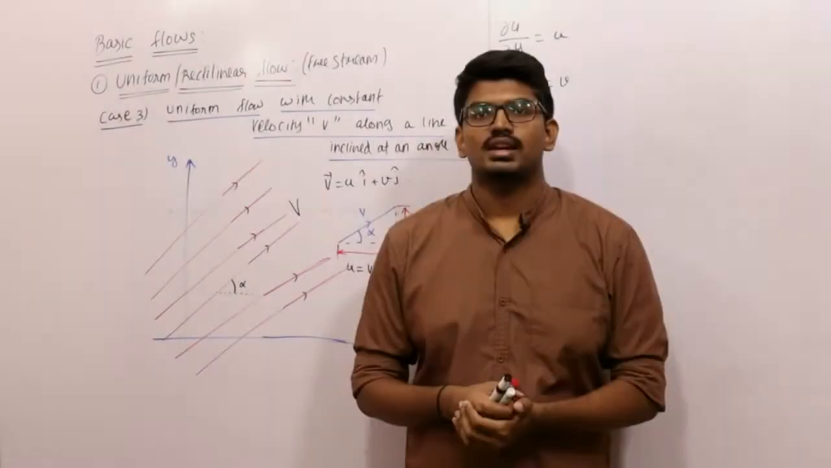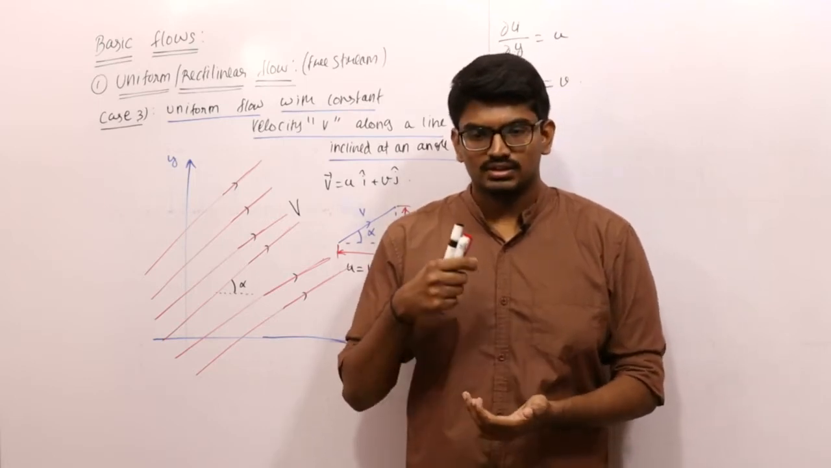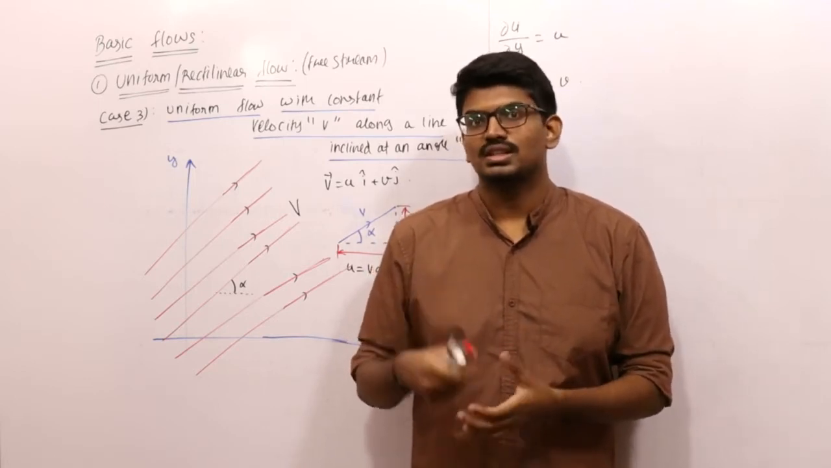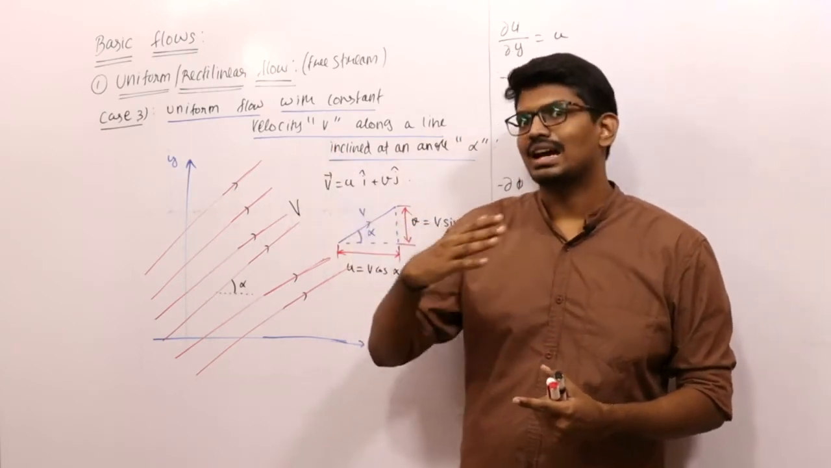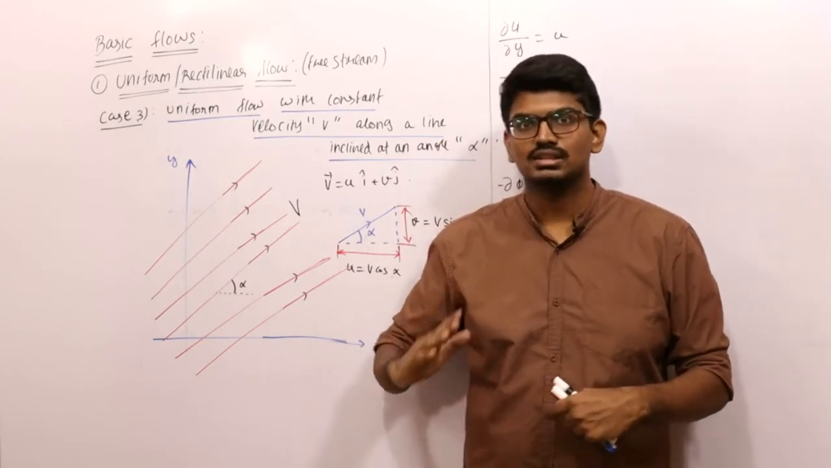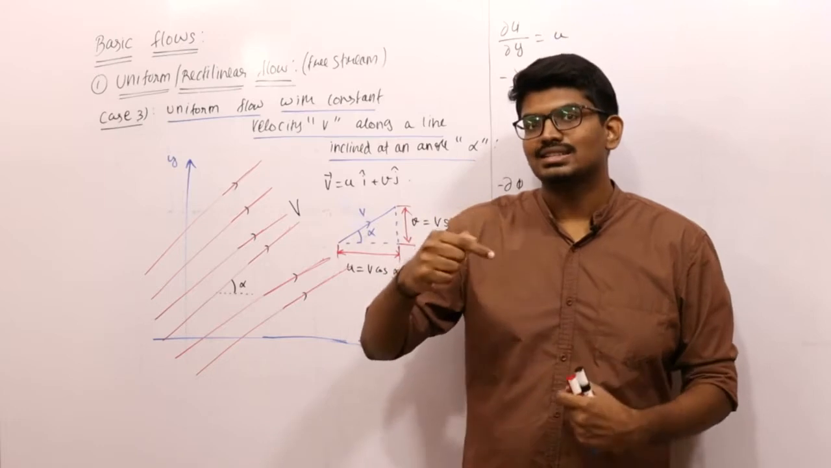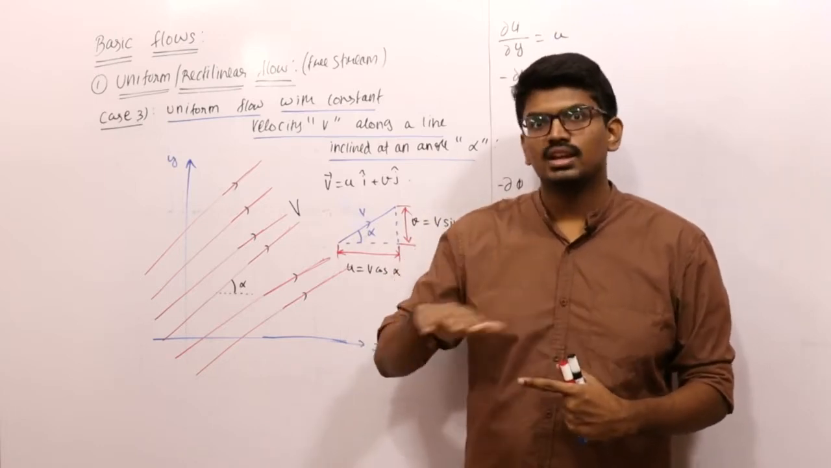So the last case of our first type of flow, uniform flow, is uniform flow with a constant velocity, some constant velocity capital V along some direction. It is not the horizontal direction, it's not the vertical direction, it is along some direction that is inclined at an angle of alpha from the horizontal, or alpha from the x-axis.